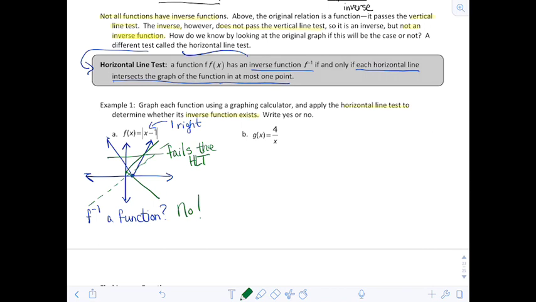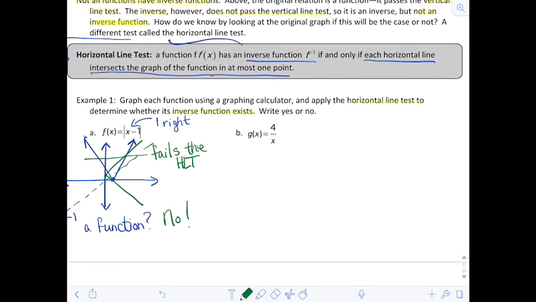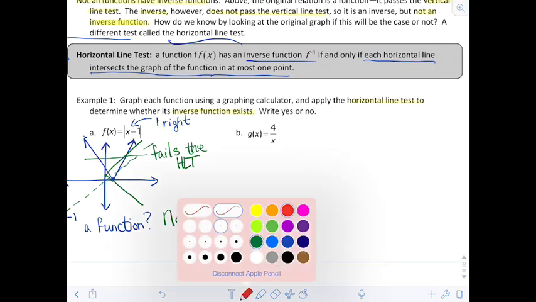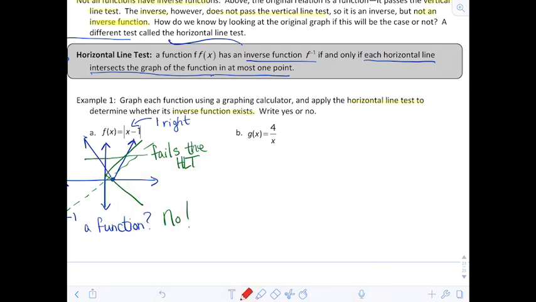Okay, let's look at example B. I would suggest that you stop the video and try example B on your own and see if you can answer this question. Okay, as we look at g of x equaling 4 over x, the parent function of this would be 1 over x. And all that really happens here is we have an a value of 4, so that's really 4 times 1 over x, which simply is going to make it stretch or compress. Make it stretch, actually.